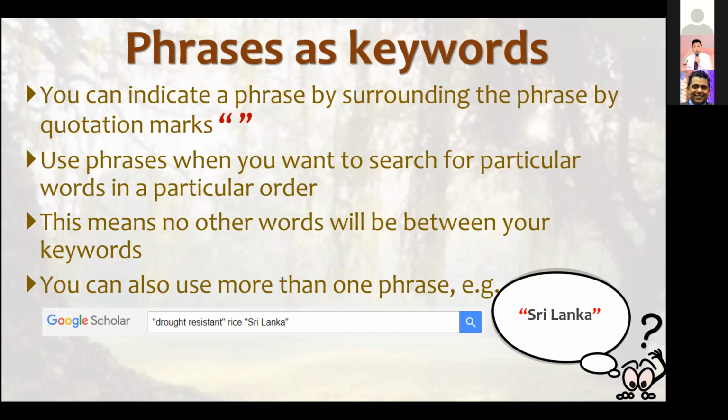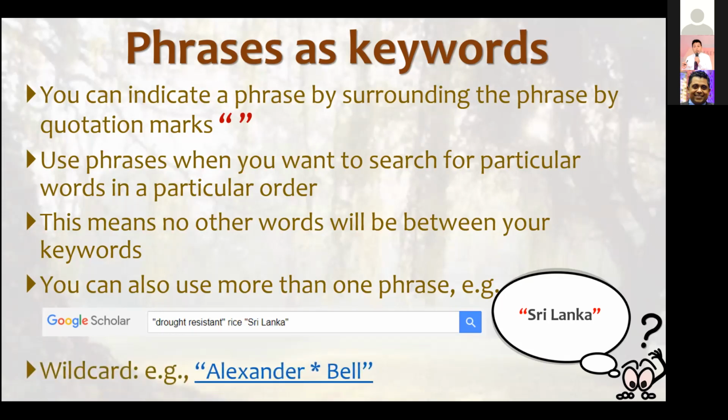And also, when you have phrases, one of the problems is, for example, something like Alexander Graham Bell. You can search for Alexander Graham Bell and it will give you some results. I don't have the results here, so let's just look at a particular search to see how this will work.